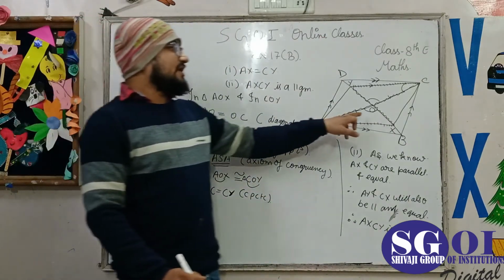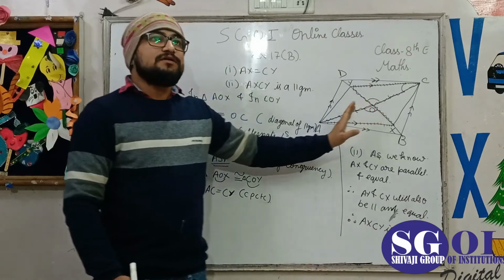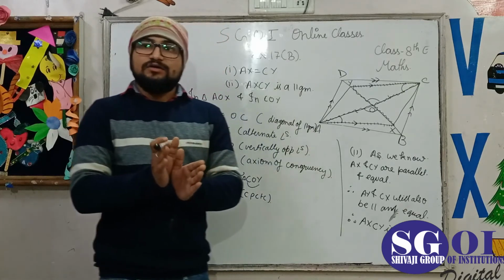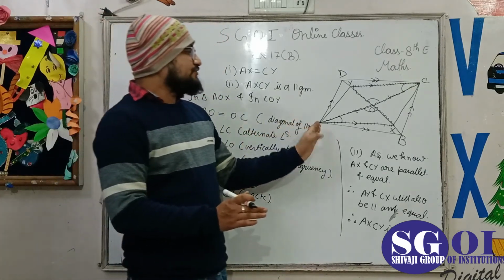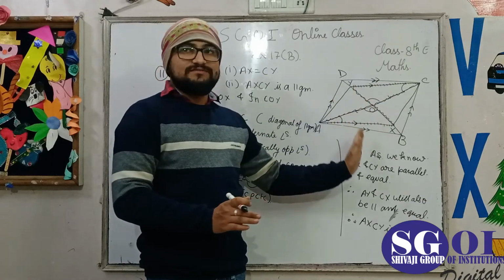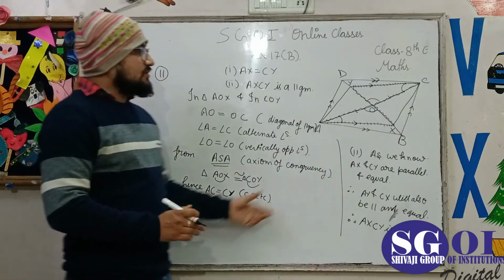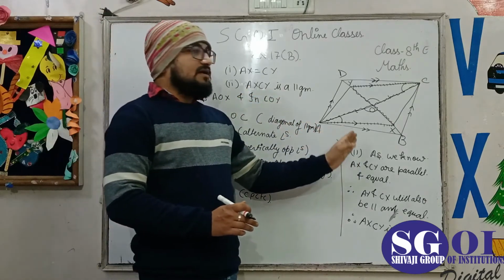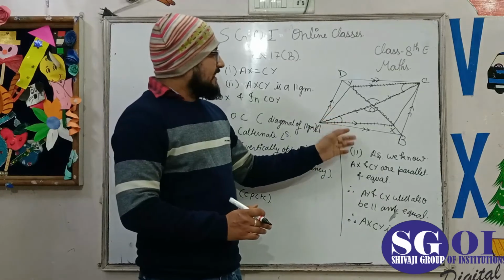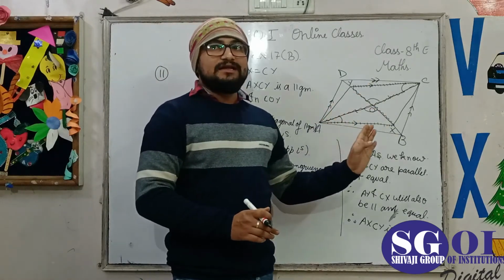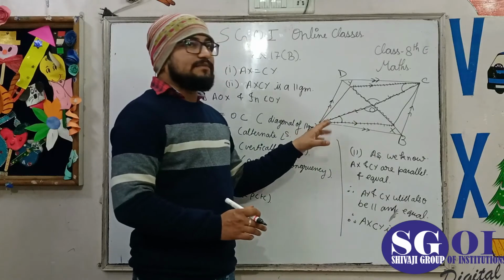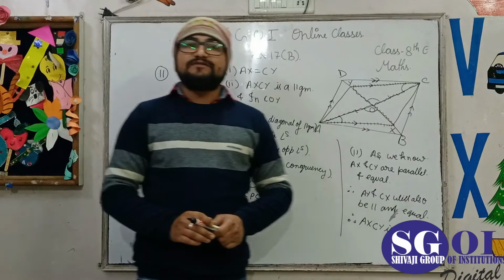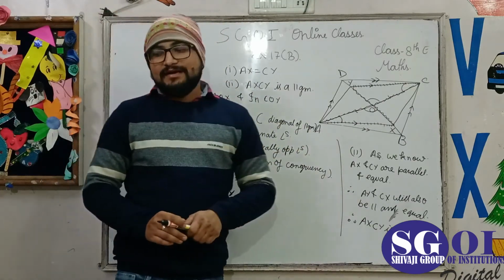So this is the complete proof of this question. First of all you proved these two triangles congruent, and we know that the corresponding parts of congruent triangles are equal, or we can say congruent. So by that we have proved that AX is equal to CY. That was the first part of this question. And the second part was that you have to prove that AXCY is a parallelogram. So for that we applied that AX and CY are parallel and equal. Therefore the other two adjacent sides of this quadrilateral will also be parallel and equal. Therefore this AXCY is a parallelogram.